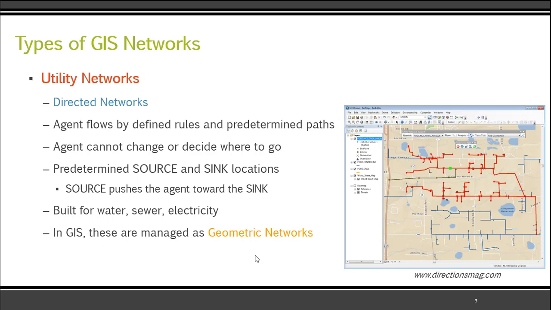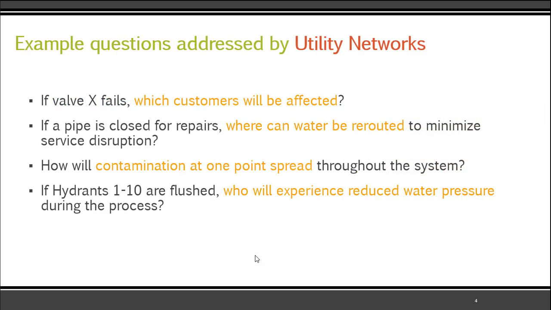So these types of networks are built when we're trying to model the flow of water, sewers, public utilities, and also electricity. And this also plays out when we're modeling stream networks, because obviously in most places water is going to flow from a higher elevation to a lower elevation, and water's not going to start to flow backwards. So in those systems we always operate off of a source and sink model as well. So those networks would be directed or geometric networks.